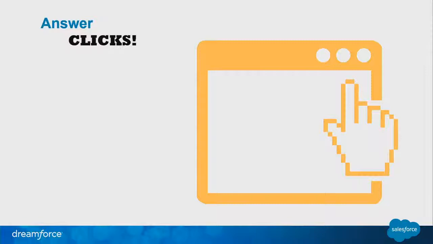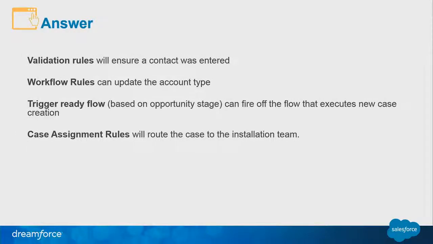With the validation rule, you can ensure that the contact is entered. A workflow rule will update the account type. A new trigger-ready flow functionality can automatically create the new case, and a case assignment rule will route it to the installation team. Hold on, Jen. Kristen, what's up?